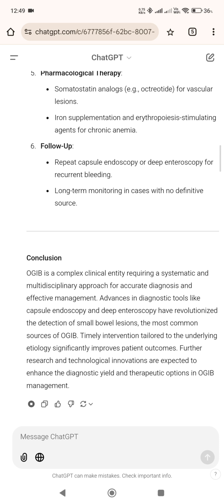Conclusion. OGIB is a complex clinical entity requiring a systematic and multidisciplinary approach for accurate diagnosis and effective management. Advances in diagnostic tools like capsule endoscopy and deep enteroscopy have revolutionized the detection of small bowel lesions, the most common sources of OGIB. Timely intervention tailored to the underlying etiology significantly improves patient outcomes. Further research and technological innovations are expected to enhance the diagnostic yield and therapeutic options in OGIB management.